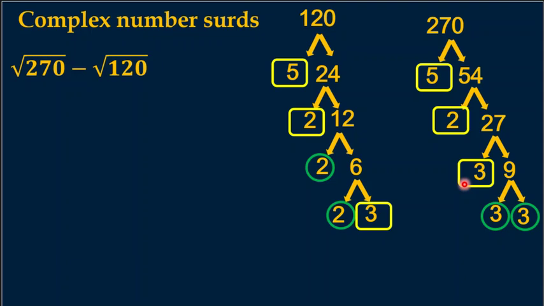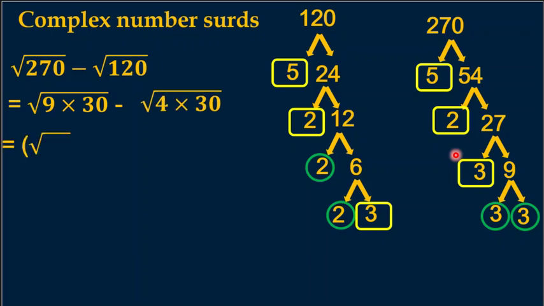So that's how you know how to write complex numbers in surd form. You just take the numbers that appear or can be expressed as a square and then multiply the rest to get the values you need. So 270 can now be 3 squared, which is 9, times the other numbers left, that is 5, 2, and 3, which is 30. Great. The same thing happens to 120. So we have 4 times 30.